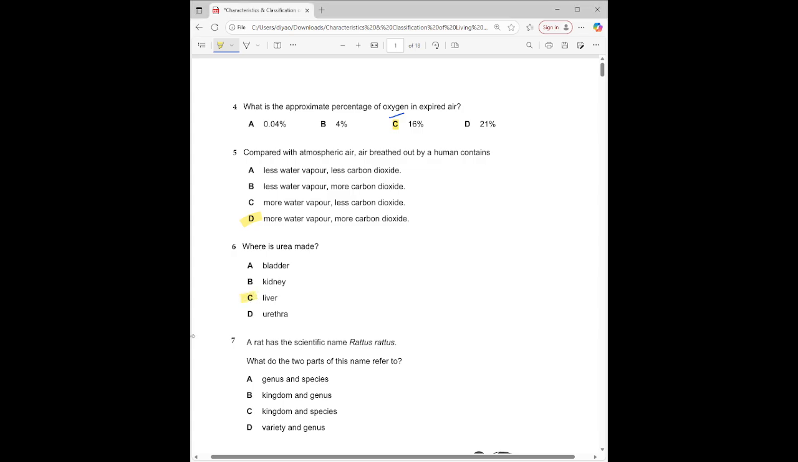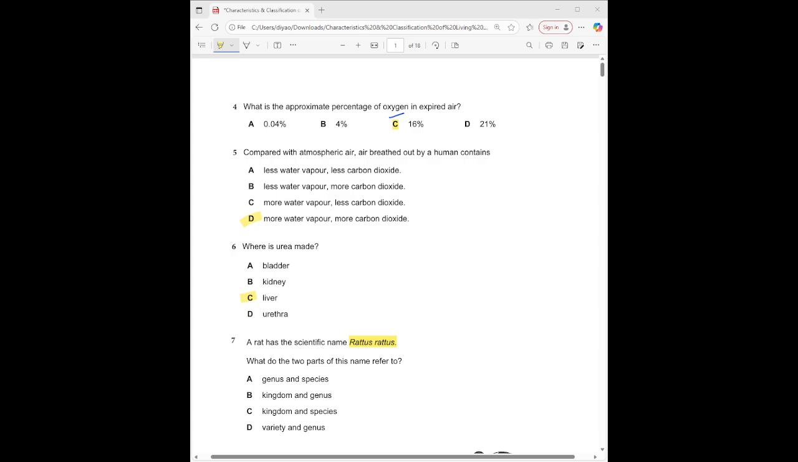We have a next question here. A rat has the scientific name Rattus rattus. What do the two parts of this name refer to? You might be thinking that this is the same name repeated, but no, these two words refer to different parts. This is the first Rattus, this is the second rattus.